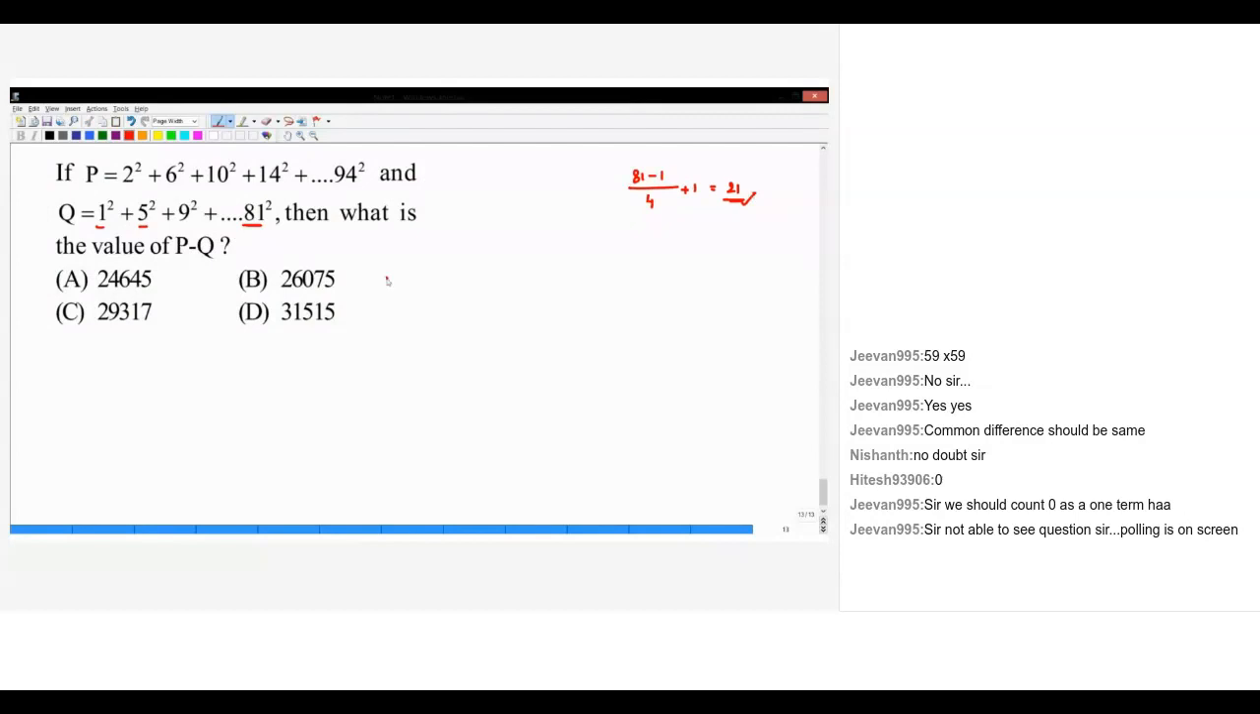So what is P minus Q if I do it? I would say 2 square minus 1 square, 6 square minus 5 square, and so on up to 82 square minus 81 square, plus, these are 21 terms. After 82 square you get 86, the difference is 4, right? So 86 square plus 90 square plus 94 square.